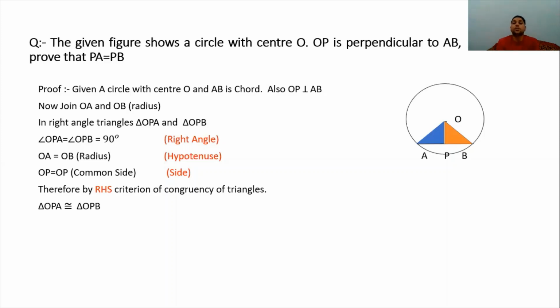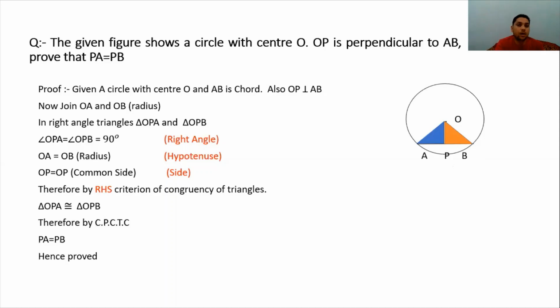And again, when we say the triangles are congruent, that means by CPCT, corresponding parts of the congruent triangles are congruent. That means the third side, PA, is equal to PB here. We have PA is equal to PB. Okay, this is what we have to prove.